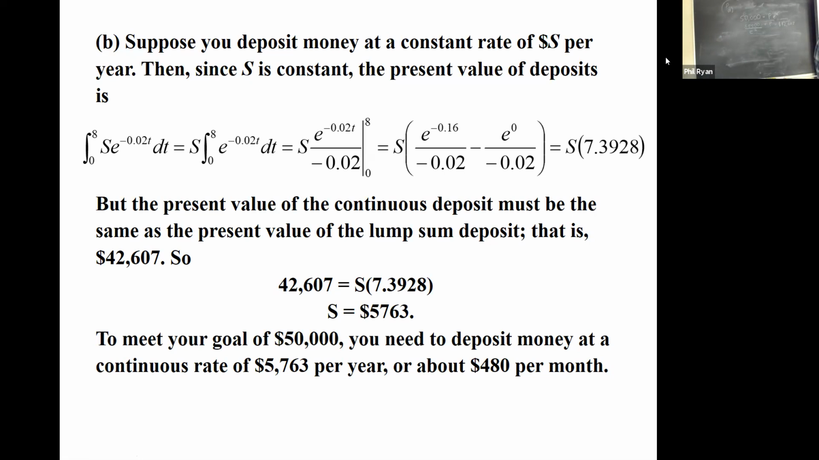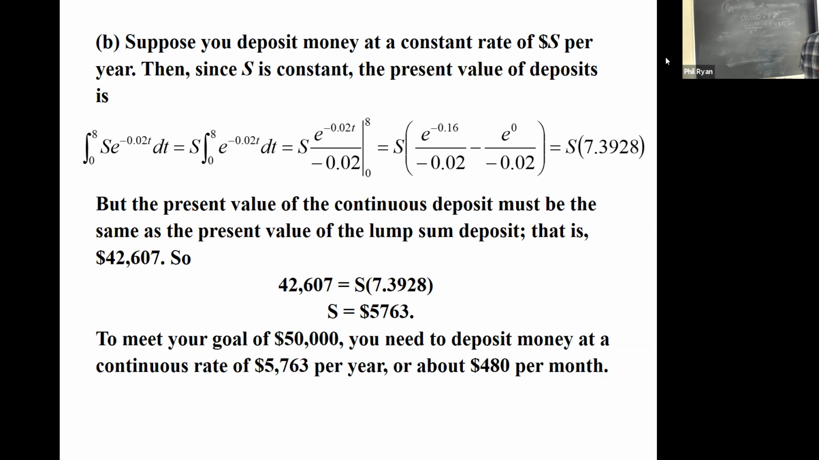Okay, so notice that it's near 8. Right? If there was no interest rate, then that number would be 8, right? Because if I want to put away S dollars per year, in 8 years, I'll have 8 times S dollars. But of course, since I'm investing it as I go along, it's going to be a number which is slightly less than 8.